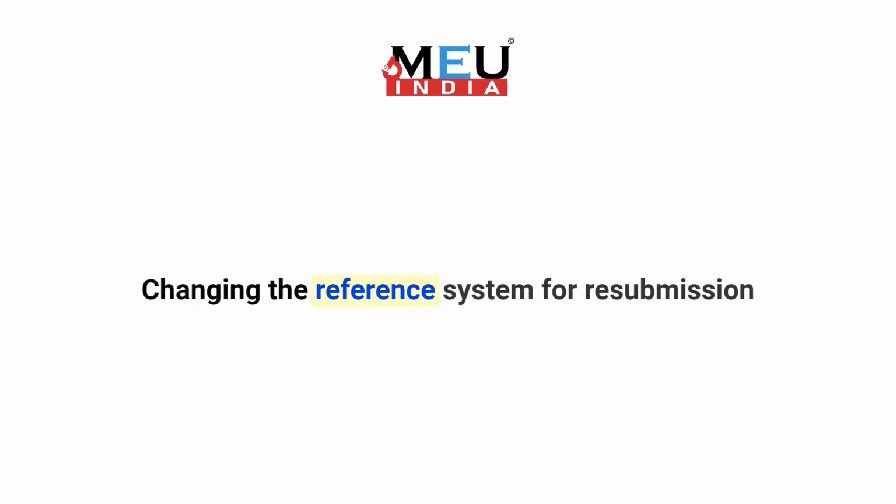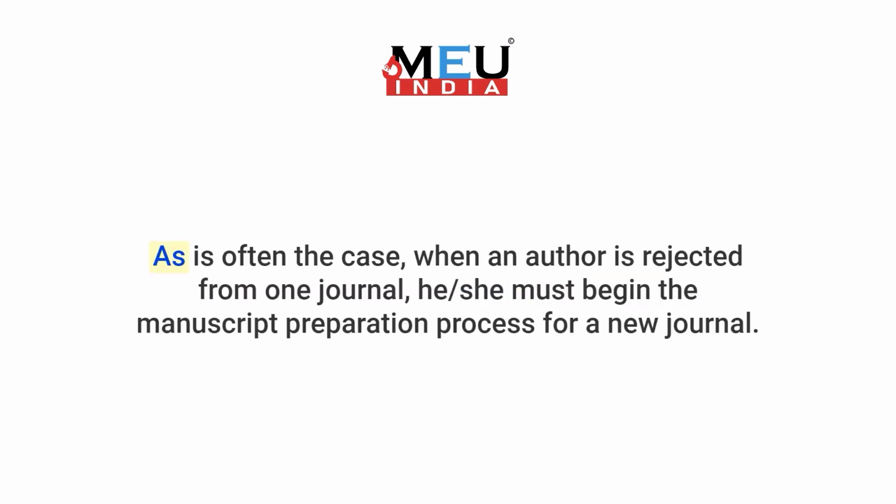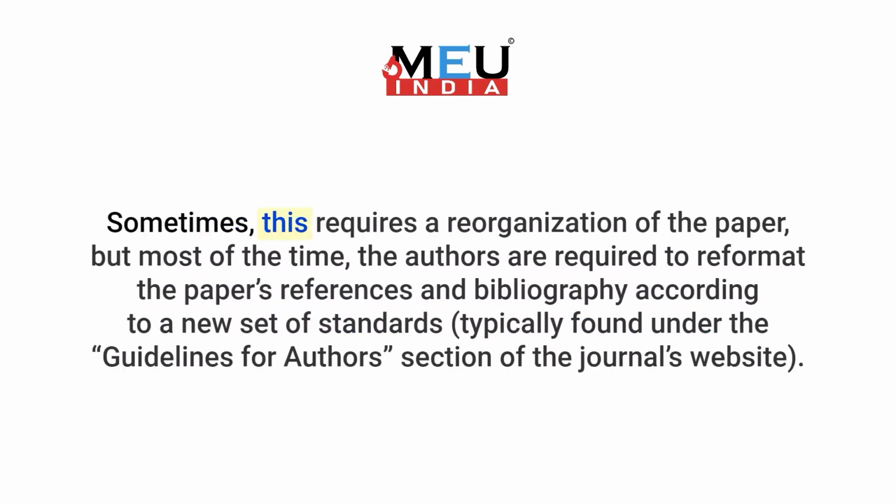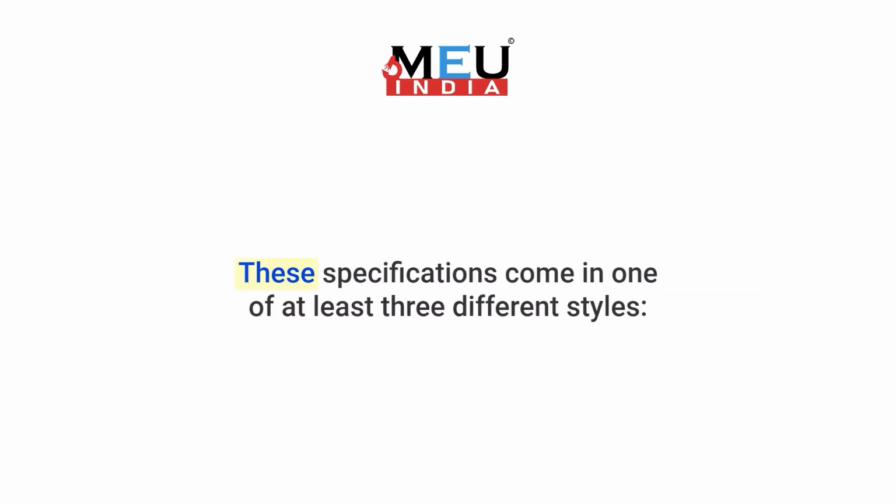Changing the reference system for resubmission. As is often the case, when an author is rejected from one journal, she must begin the manuscript preparation process for a new journal. Sometimes this requires a reorganization of the paper, but most of the time, the authors are required to reformat the paper's references and bibliography according to a new set of standards. These specifications come in one of at least 3 different styles.